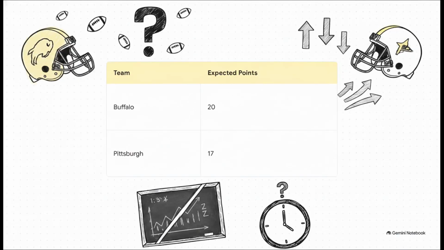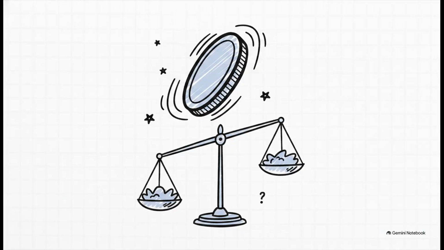Translating that directly to the scoreboard, we get a projected model estimate of Buffalo 20, Pittsburgh 17. This 3-point margin is deliberately conservative. We have to discount standard historical ratings because, frankly, we're missing verified efficiency data, and most importantly, we're dealing with a completely unverified quarterback participation plan. Which brings us to a vital analytics disclaimer.